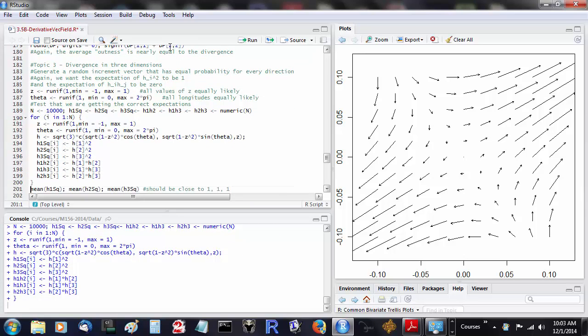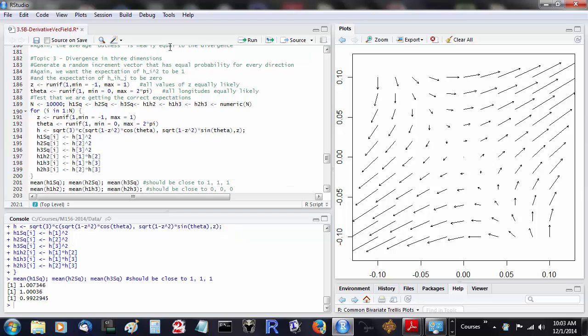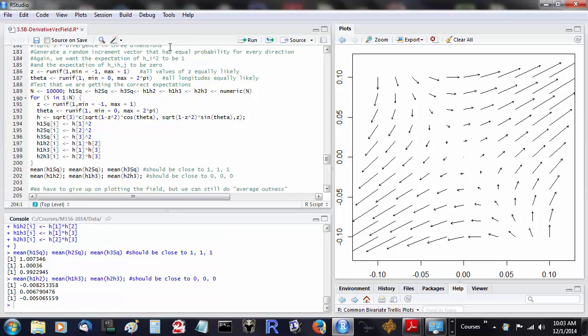Let's see if it works. When we average the squares, the result is very close to 1. When we average the products, the result is very close to 0.